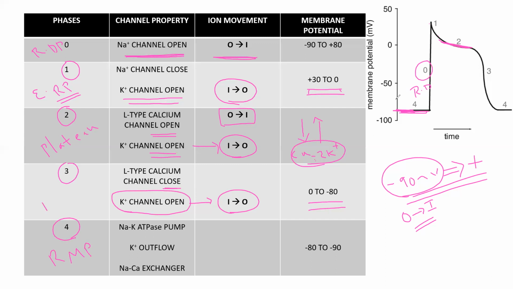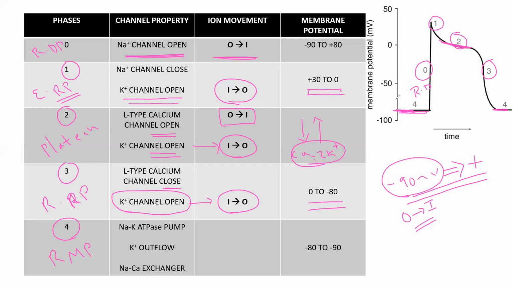And phase 3 is rapid repolarization. Phase 0 is rapid depolarization. Phase 1 is early repolarization. Phase 2 is plateau. Phase 3 is rapid repolarization. And phase 4 is resting membrane potential. So here the resting membrane potential maintains at -90.